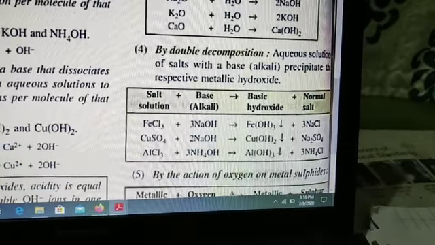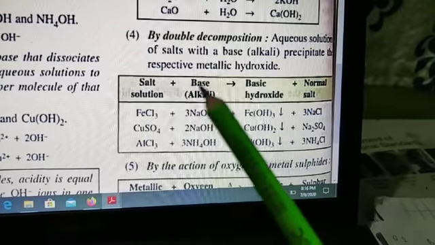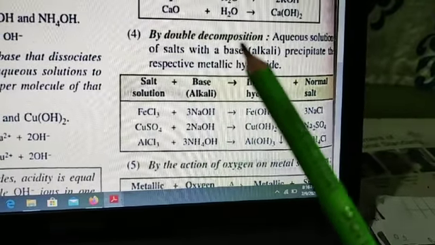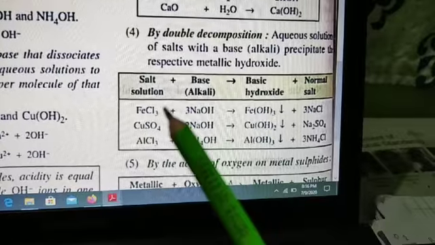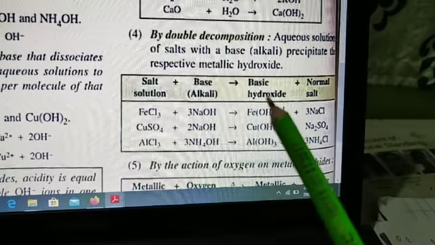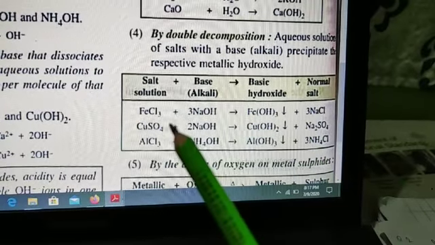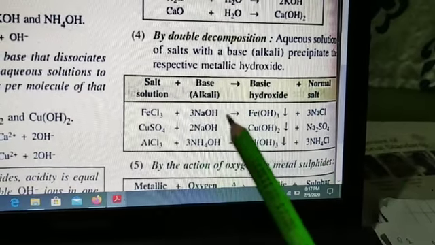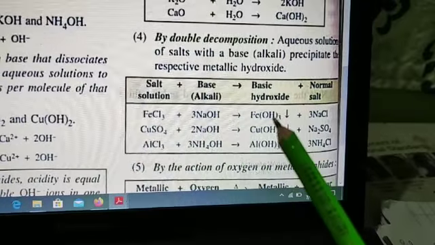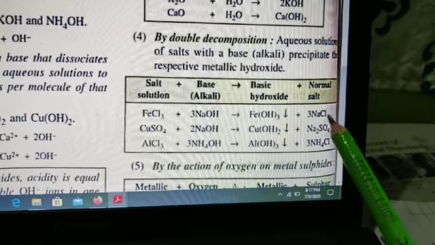And the next method is double decomposition reaction. The fourth method is double decomposition. In this, we have a salt solution reacting with a base, or it can be an alkali, and it forms a basic hydroxide plus a normal salt. For example FeCl3, which is a salt, reacts with sodium hydroxide and forms Fe(OH)3, that is ferric hydroxide, plus NaCl.